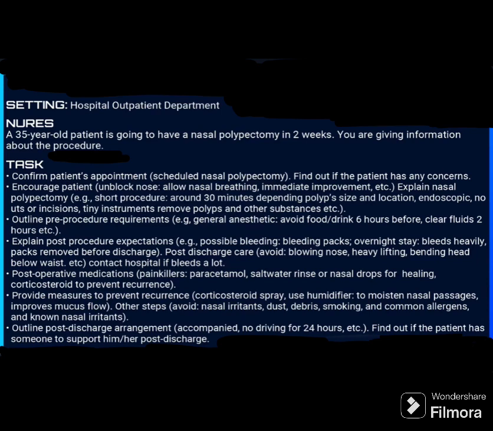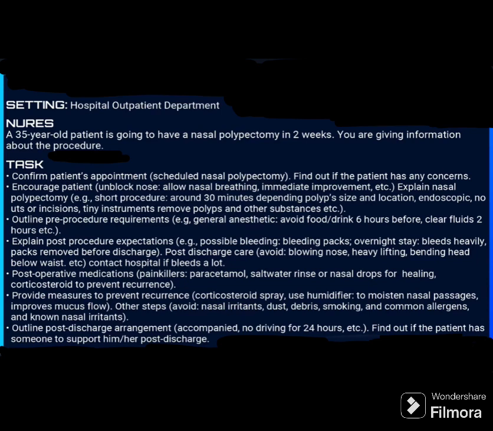The next task is to provide measures to prevent recurrence like corticosteroid spray, use a humidifier to moisten nasal passages, improve mucus flow. Some other steps also they have given. So maybe their question is how can I prevent a recurrence, I don't want to get any more pain. So you can tell that I can truly understand your concern, James. I will tell you some measures to prevent a recurrence.